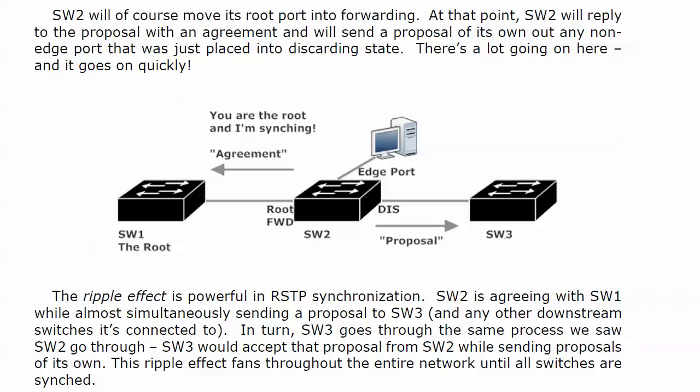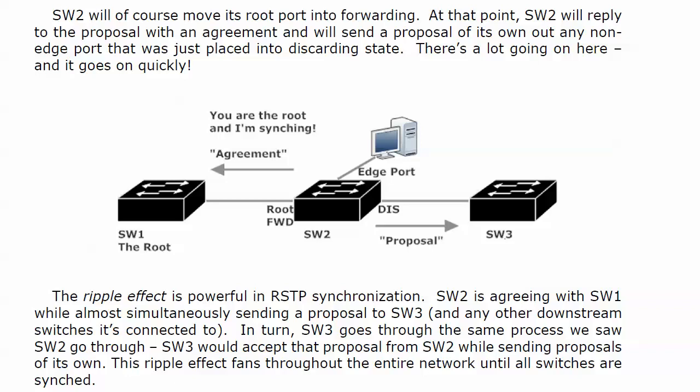Switch 2, of course, is going to move its root port into forwarding. And at that point, switch 2 replies to the proposal with an agreement, and then sends a proposal of its own out any non-edge port that was just placed in a discarding state. So there's a lot going on here at one time, and then switch 3 is going to say, okay, let me do the self-synchronization thing too, and then I'll get back to you.